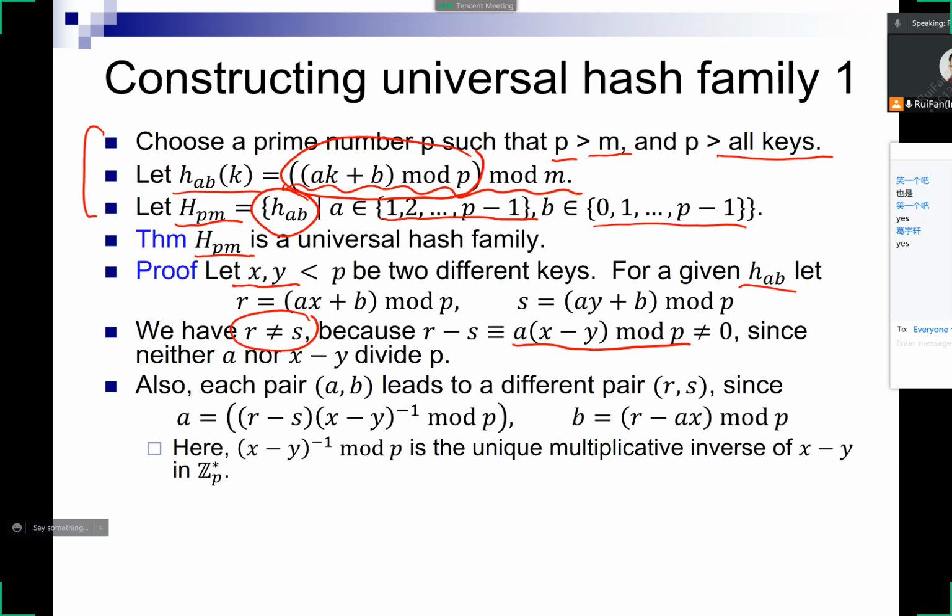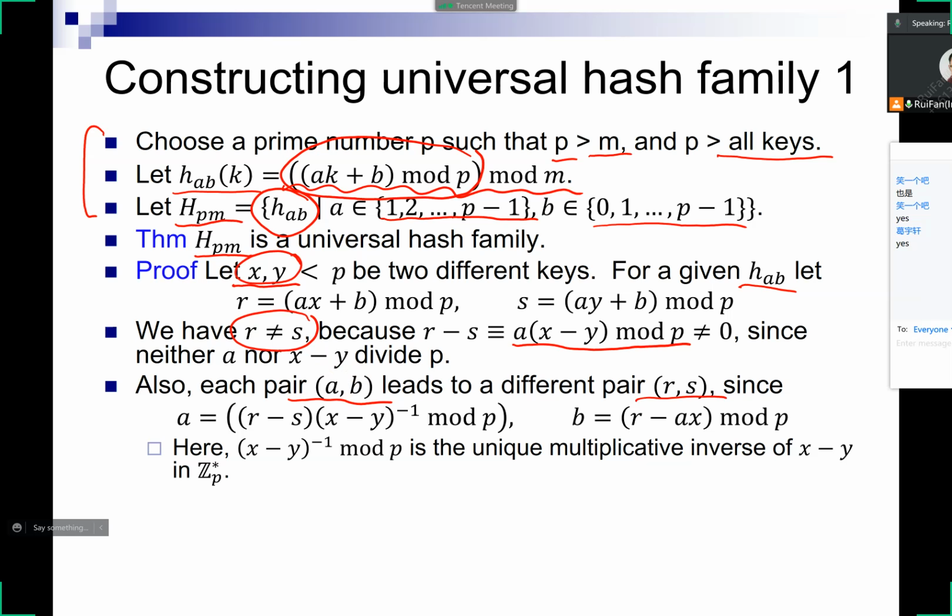Now, the next fact is this. In total, we have a bunch of possible choices for a and b: p minus 1 choices for a and p choices for b. And now what we want to claim is that for each of these choices of a and b, we're going to produce a different pair (r, s). Once you fix x and y, then for each different a and b that you choose, you're going to produce a different pair r comma s. And why is this true?